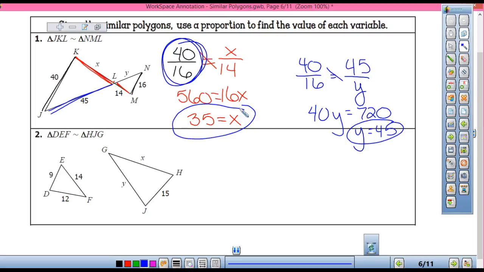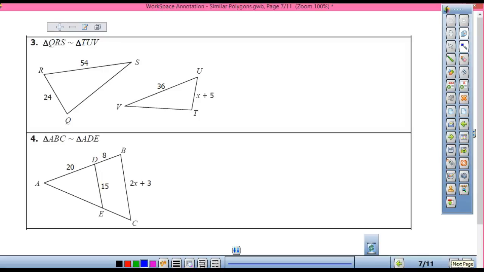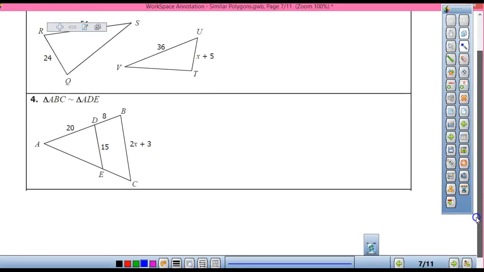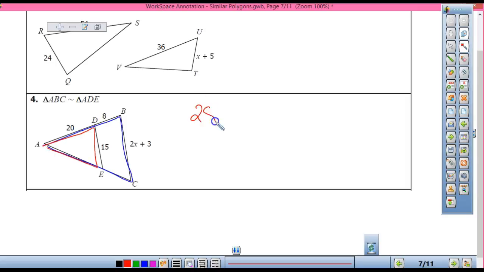Okay, makes sense? The other one I want to look at is 4. Okay, because ABC is your big triangle, right? So big triangle to little triangle is ADE, this one here. Right? Okay, so we've got to be careful when we're setting this up. AB is what? 28. You got to add those together. So 28 is to 20.